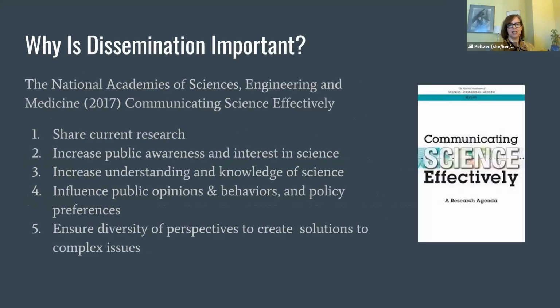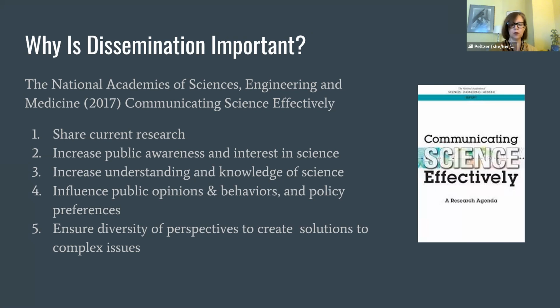So why is dissemination important? The National Academies of Sciences, Engineering, and Medicine released a study in 2017, Communicating Science Effectively. And there were 5 points that they discussed about why dissemination of science is important. Number 1 is to share current research, to share our science, and as they said, to just share the excitement of science.